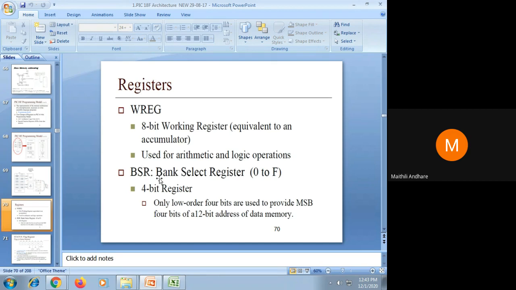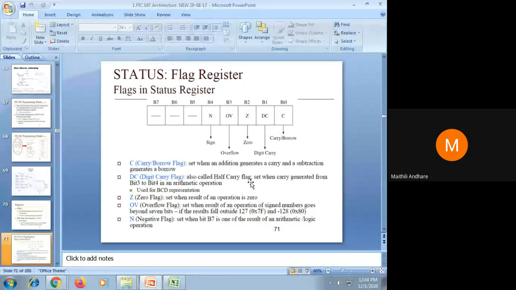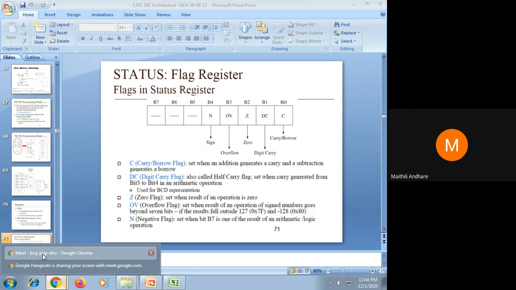BSR is a bank select register. It is a 4-bit register. So 0 to F, that is 0 to 15 banks can be selected by using this register. Right now we have studied it in data memory organization. Apart from that, this is a very very important register. So could you elaborate this register or correlate this register with 8051?